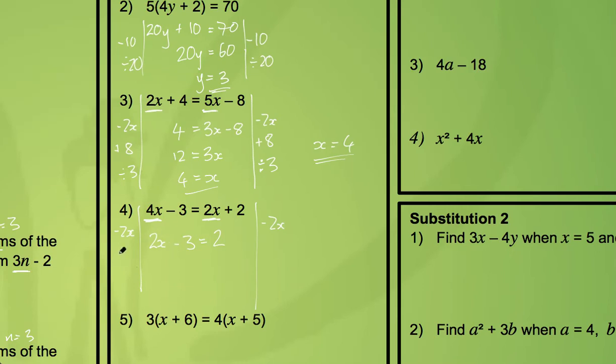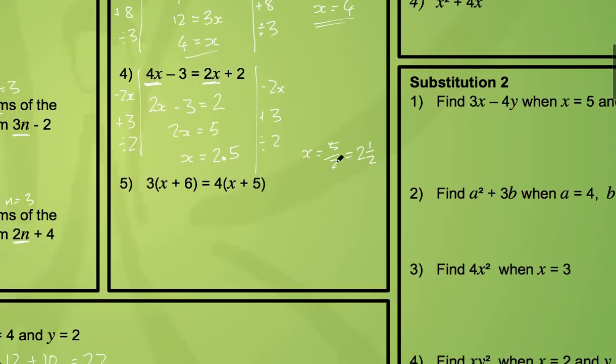I want to get the 2x's on their own, so I add 3 to both sides. 2x equals 5, 2 plus 3 is 5. Now divide by 2 to get the x on its own. X equals 2.5. 5 divided by 2, 2.5. Or 5 over 2 is a good answer. That's fine too. Or 2.5. Any of those are the correct answer.